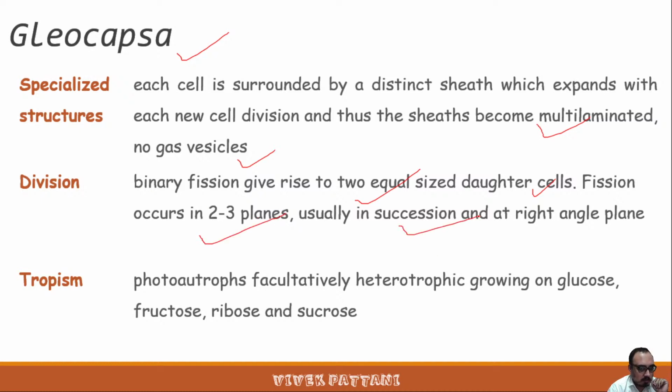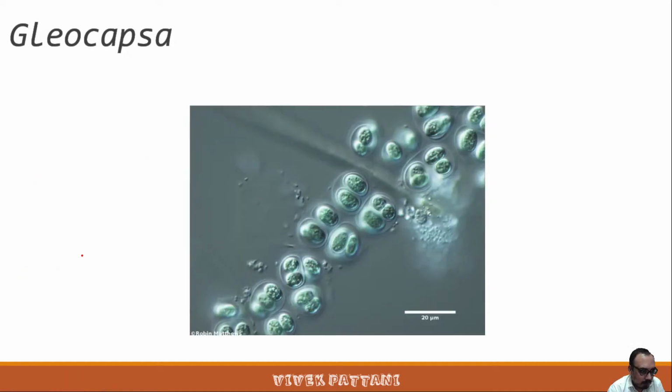usually in succession at right angle planes, and the phototrophs are facultatively heterotrophic, growing on glucose, fructose, ribose and sucrose. Okay, so they may also undergo the heterotrophic mode with the sugars glucose, fructose, ribose and sucrose. This one is a photograph of Gloeocapsa.